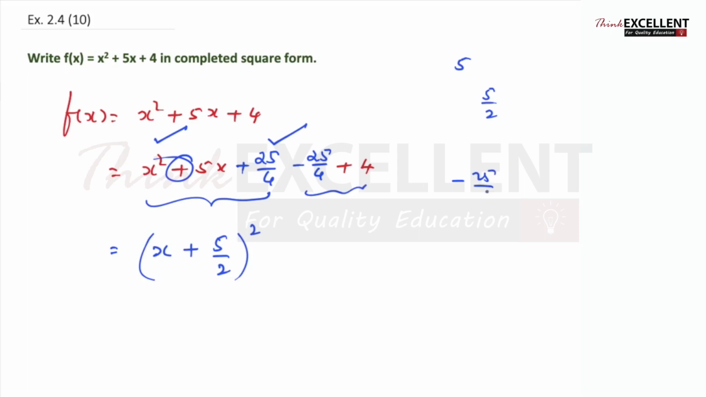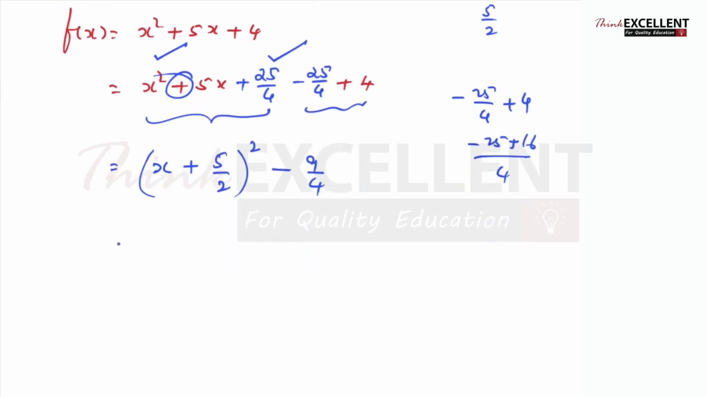Now the last two, simplify. Minus 25 by 4 plus 4. Take 4 as LCM. Minus 25 plus 4 fours are 16. So you are getting minus 9 by 4, right? Minus 9 by 4. So if you want, you can write x plus 5 by 2 the whole square. That also you can write as a square, right? 9 by 4, 3 by 2 the whole square. If you want to factorize, you can factorize a square minus b square, a plus b into a minus b.